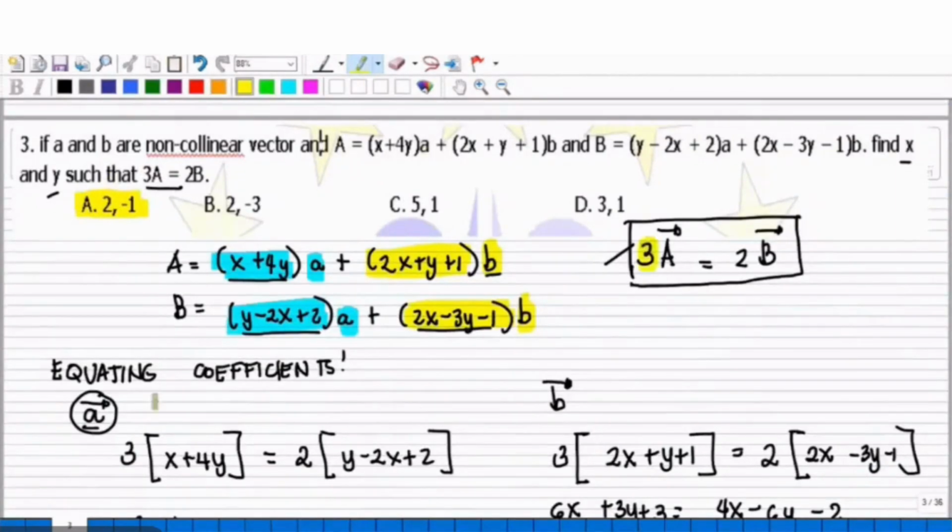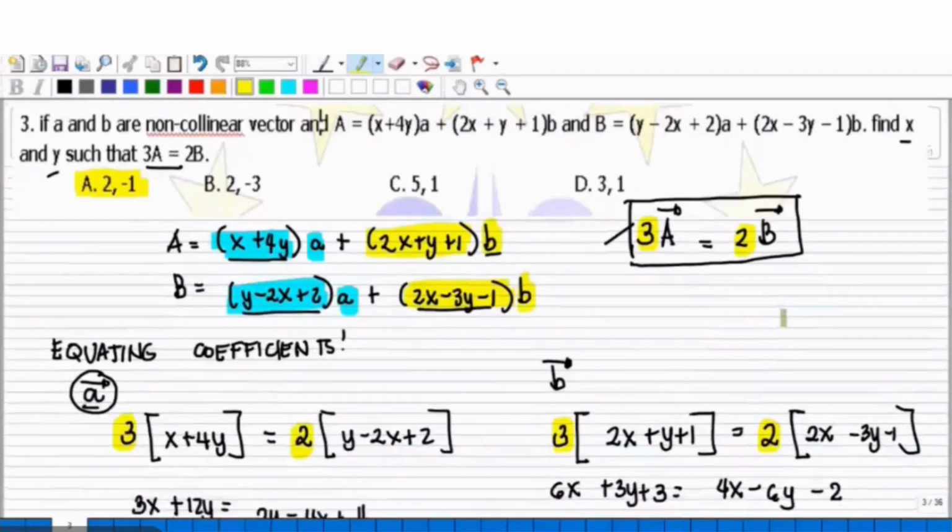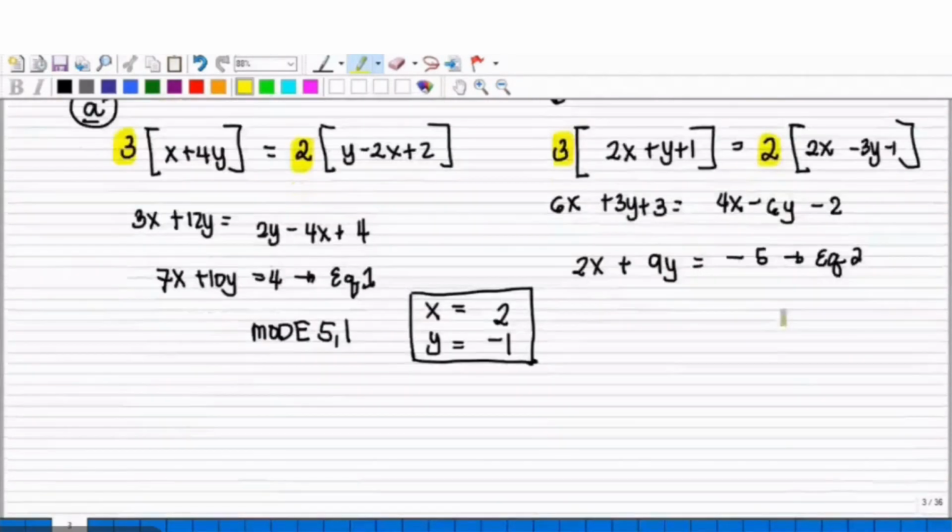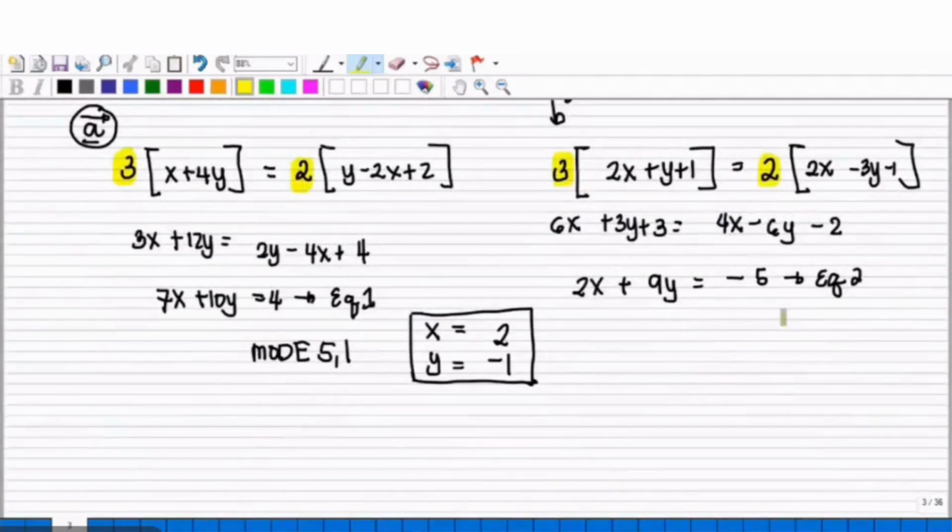So, highlight lang natin po. Ito, 3 tapos 2. Dito rin sa kabila, 3 and 2. Part 1. Then part 2.